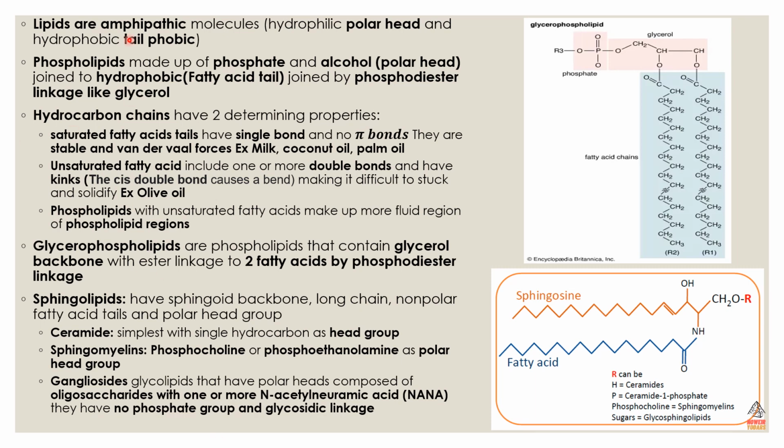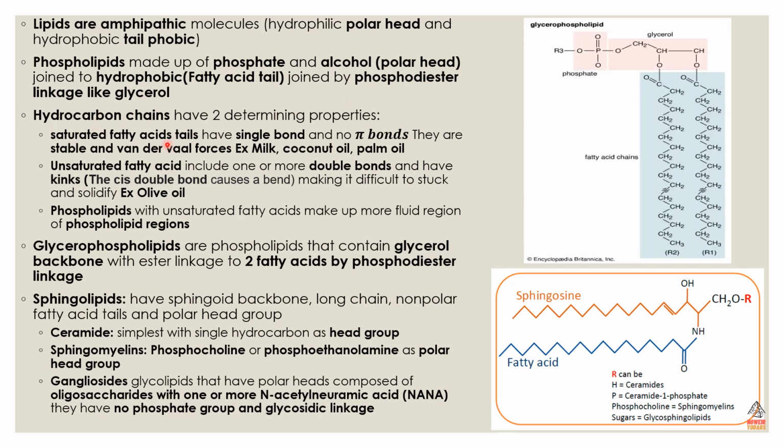So phospholipids are made of a phosphate and an alcohol as a polar head joined to the hydrophobic fatty acid, and they are both joined together by a phosphodiester linkage, like glycerol for instance. Right? Glycerol can be a good phosphodiester linkage. And hydrocarbon chains, like this one, have two determining properties. They're either saturated fatty acid tails or unsaturated fatty acid tails.